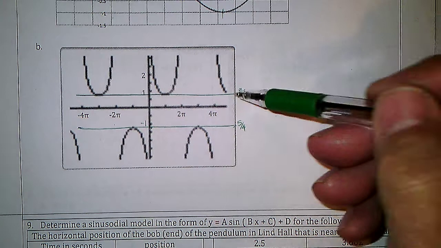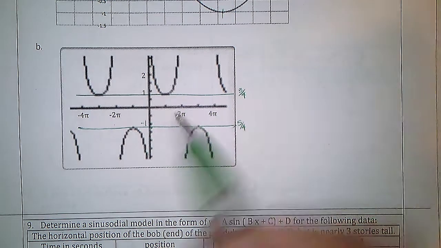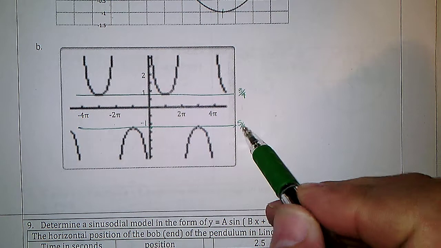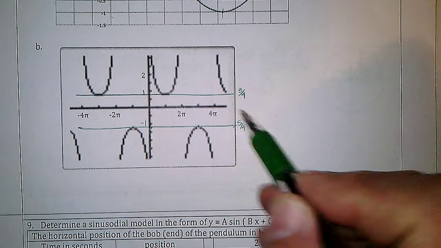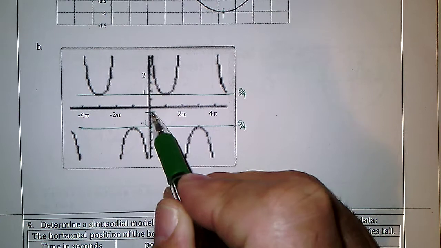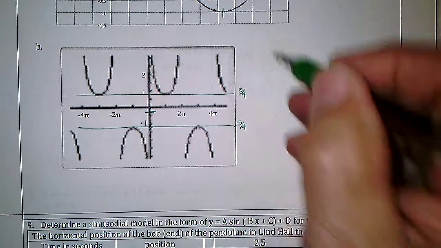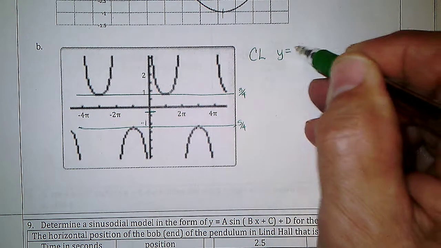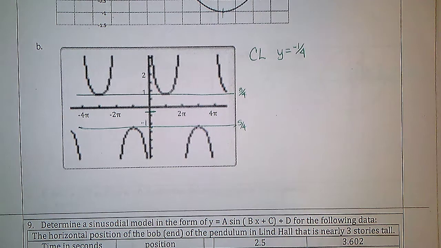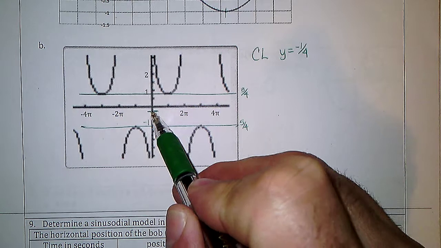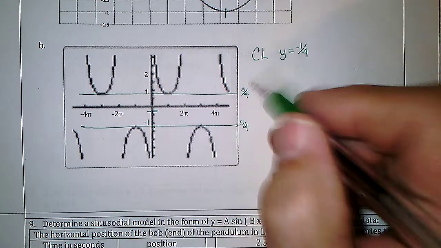So that means the center line is not 0. It has to be halfway between here. So from here to here is 2. So the center line must be 1 down from 3/4, which is -1/4. Center line is y equals -1/4. The amplitude is 1, from 1/4 to 3/4 is 1.